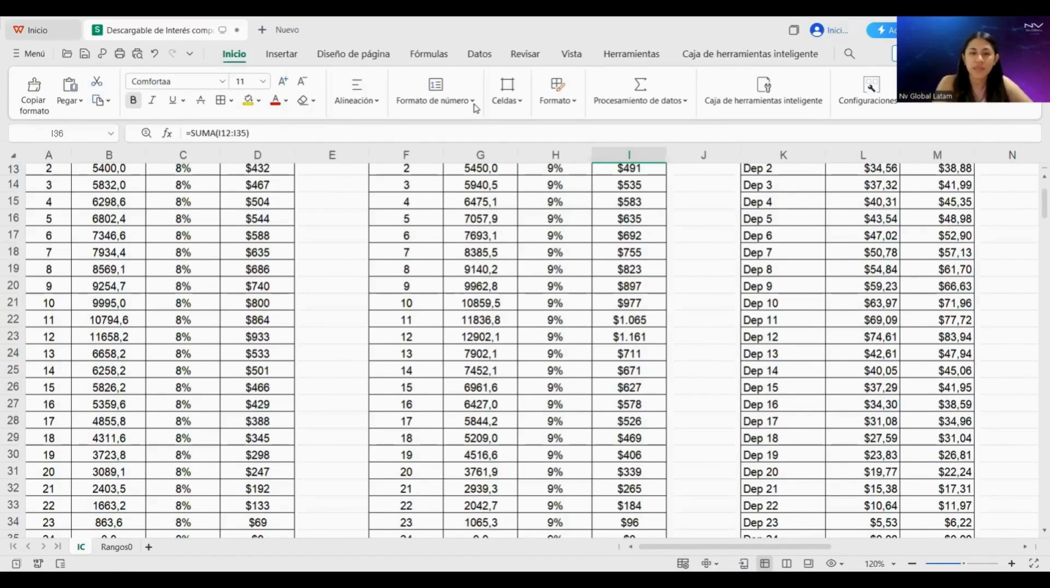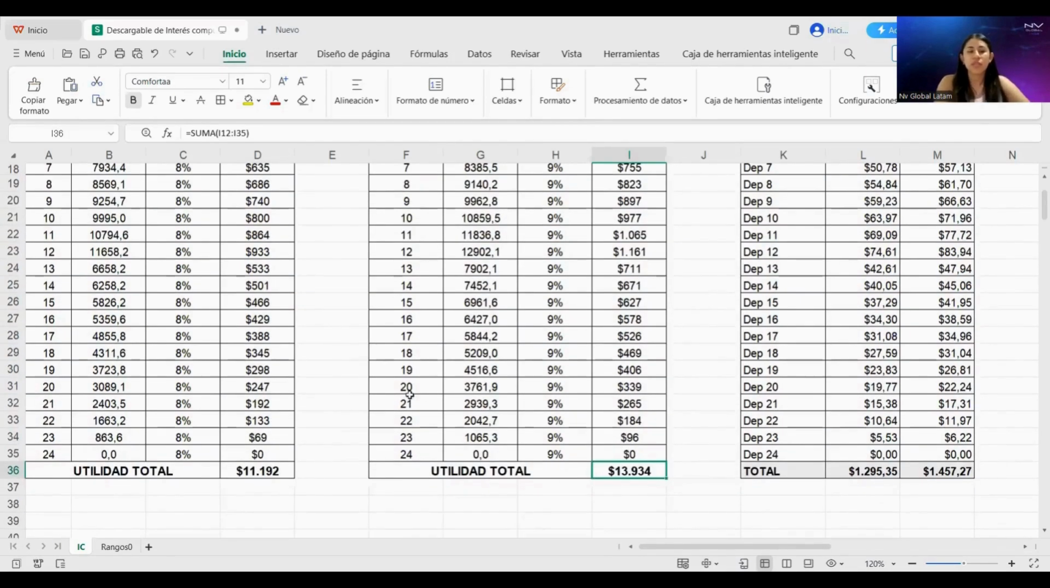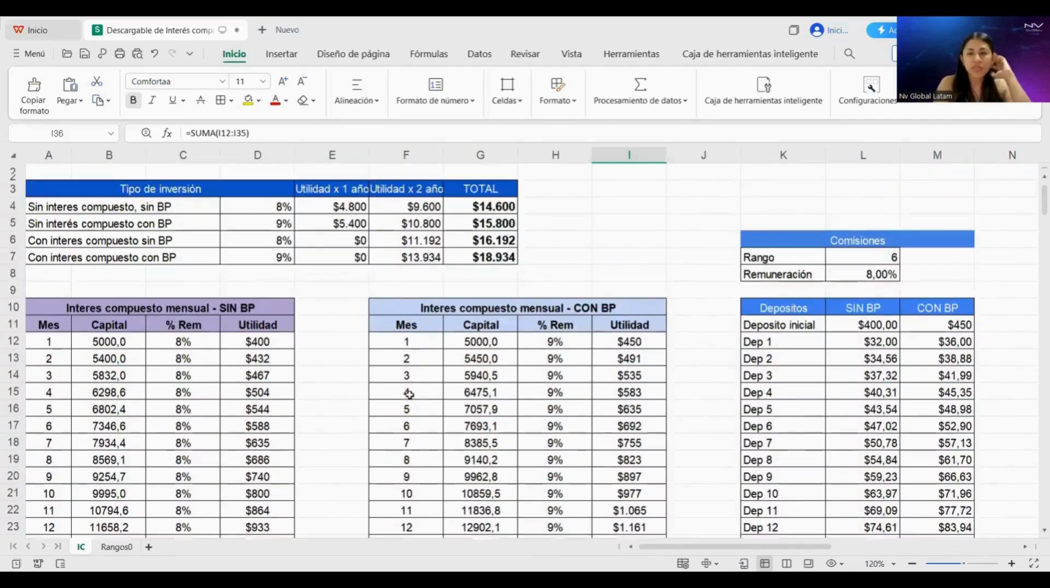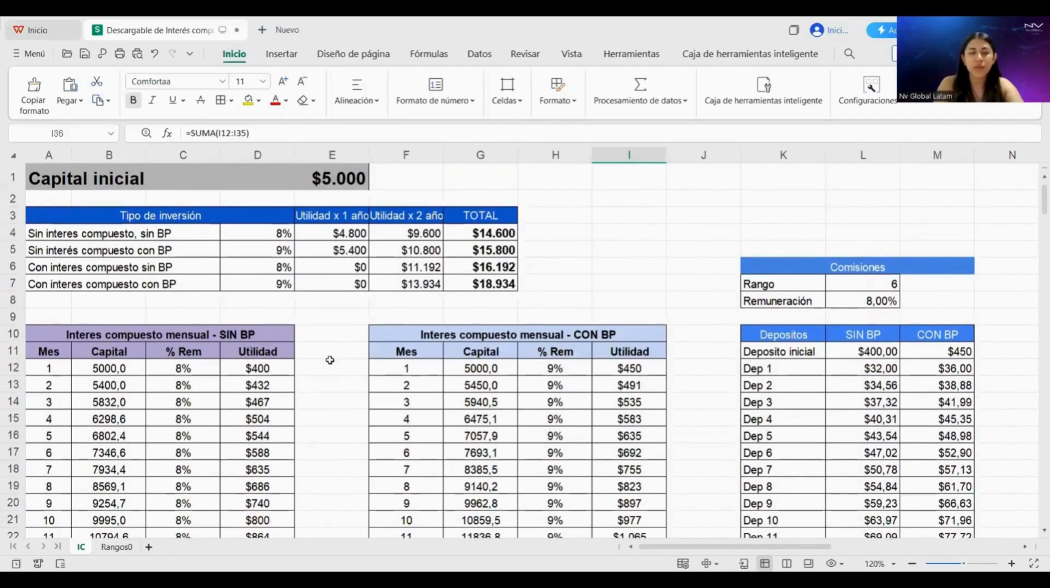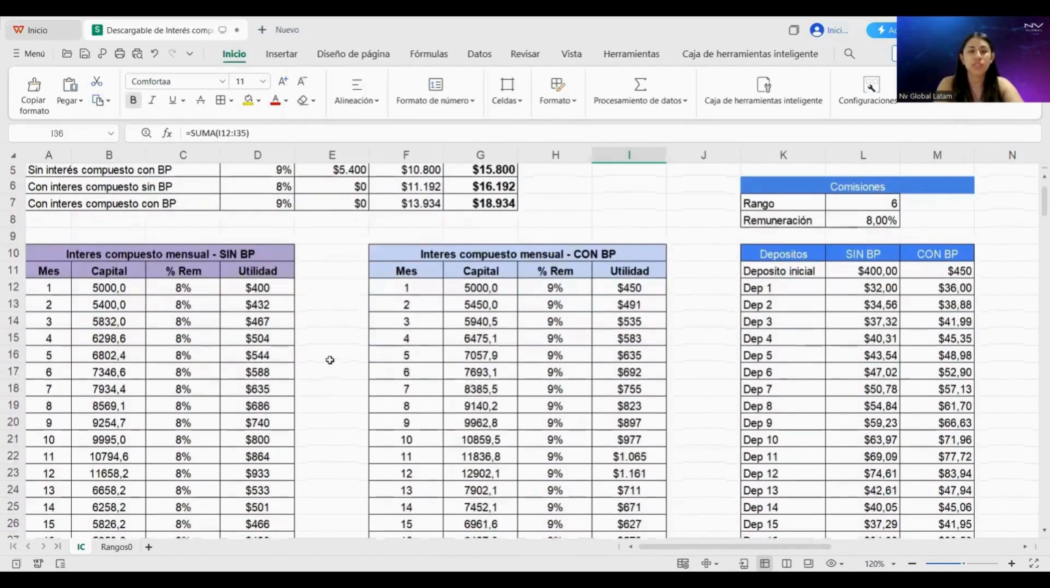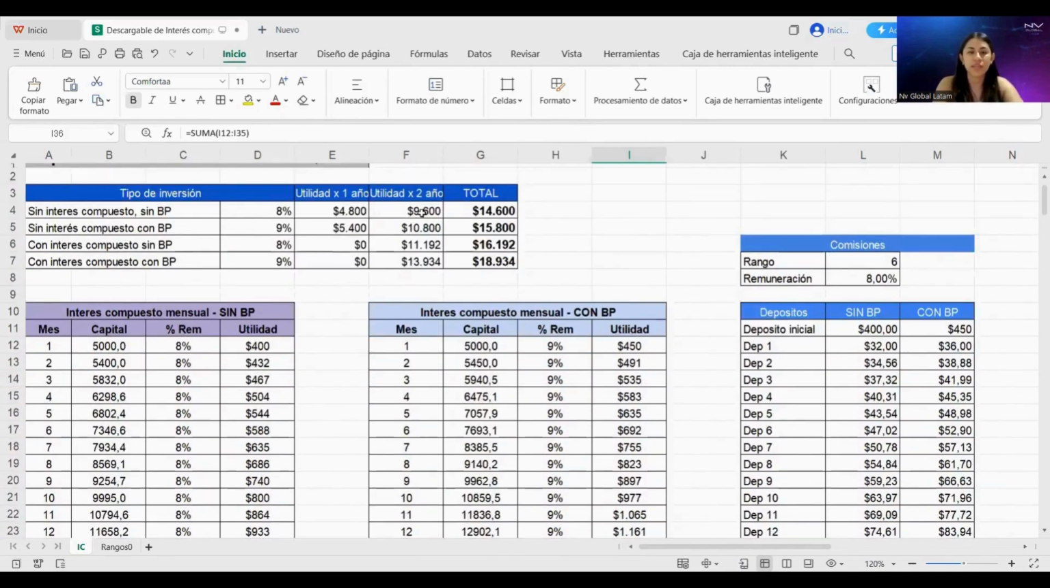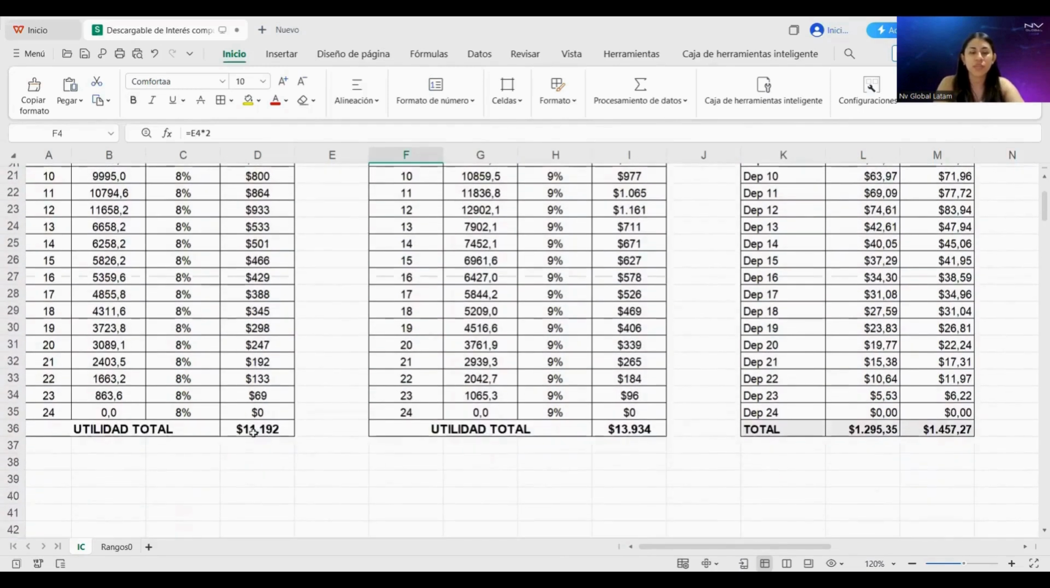So this is what would happen with a $5,000 plan if you use the compound interest strategy for 2 years. The $9,600 in profits turns into $11,000. And if you have a business pack, it turns into $13,900.